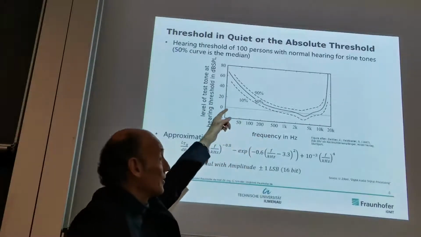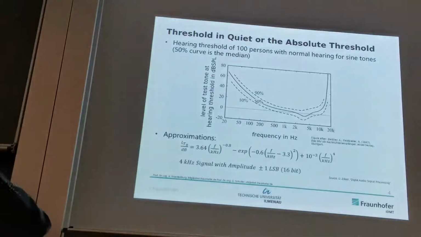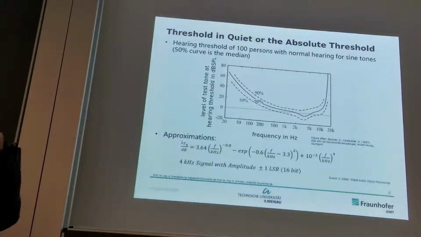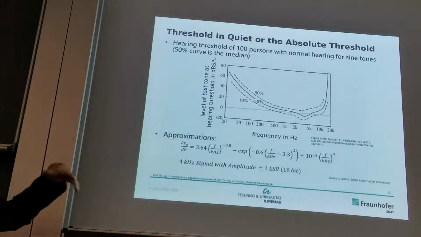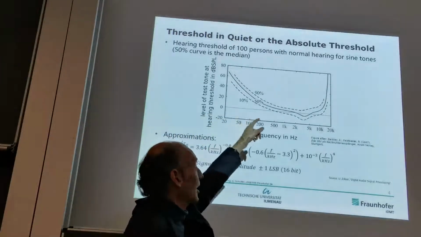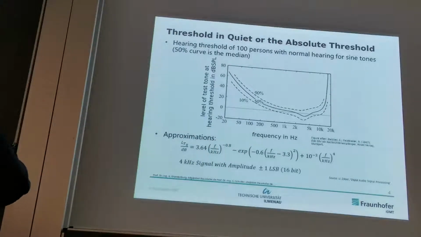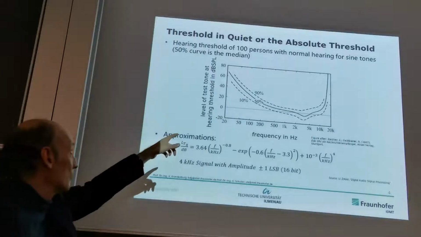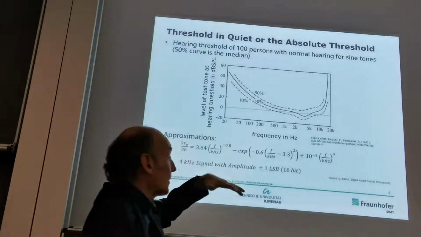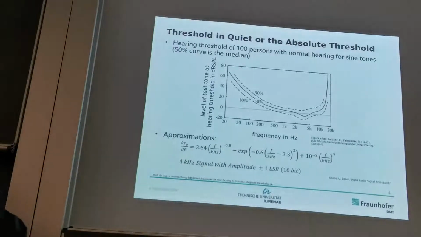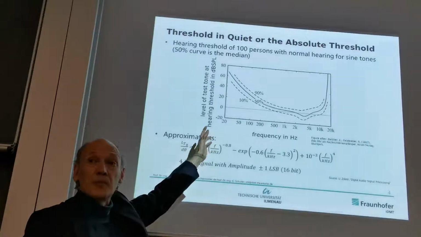The solid line is the median. This is basically the threshold where 50% of the people are below and 50% are above. Then you can see those dashed lines. The upper dashed line means that 90% of the people have better hearing than this, but 10% worse. Similarly, the 10% line shows that only 10% of people had better hearing and 90% worse. So this gives you an impression of the variation of the threshold in quiet. This should be familiar to you from the psychoacoustics lecture.